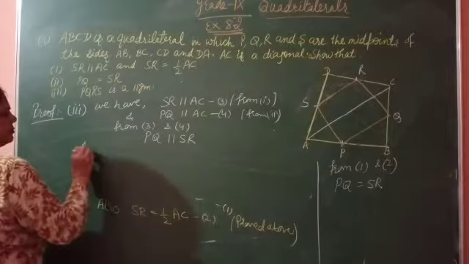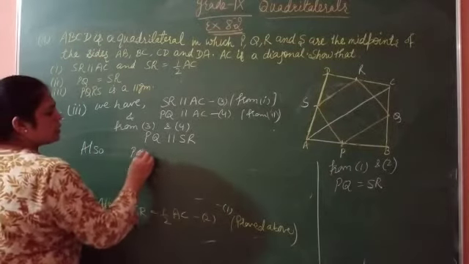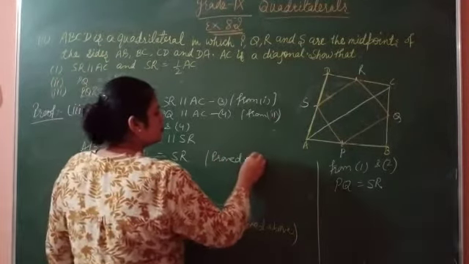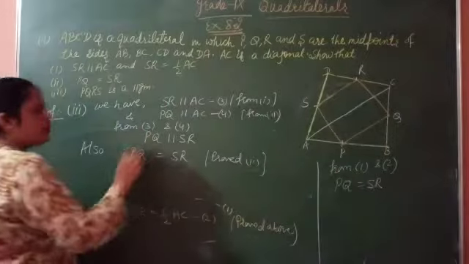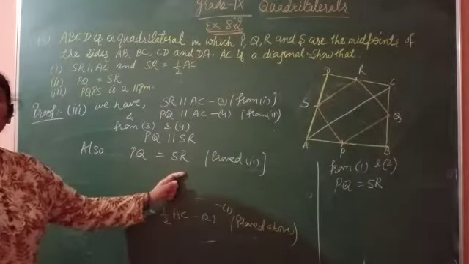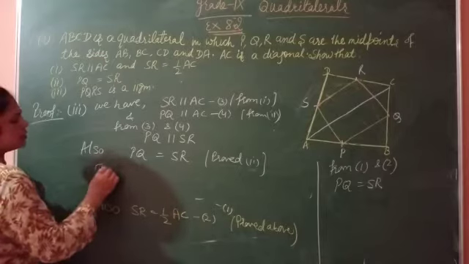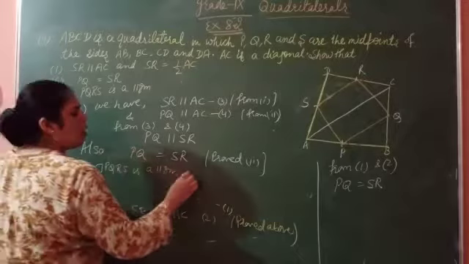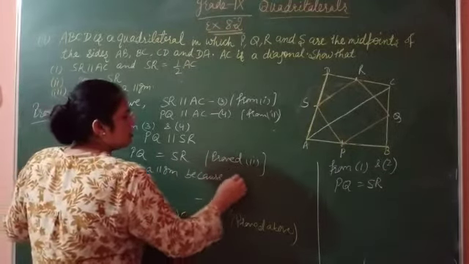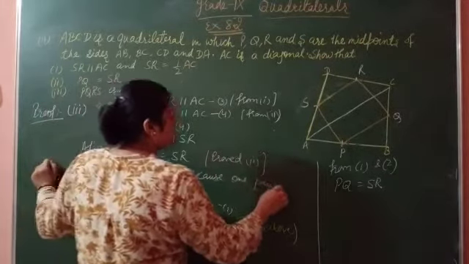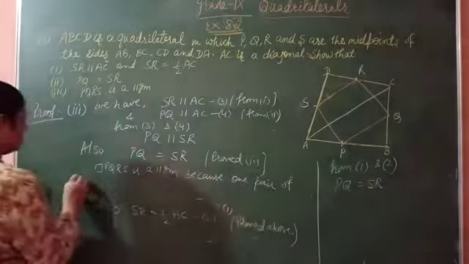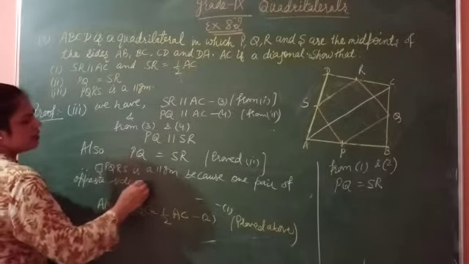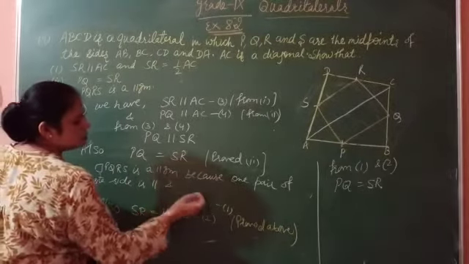And also PQ is equal to SR, proved in the second part. So now PQ is parallel to SR and PQ is equal to SR. Therefore, quadrilateral PQRS is a parallelogram because one pair of opposite sides is parallel and equal.